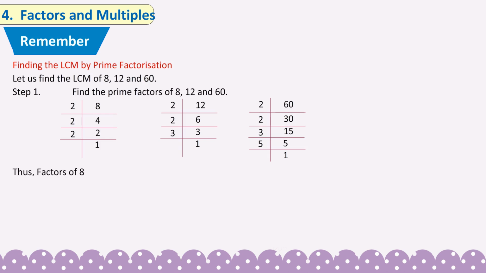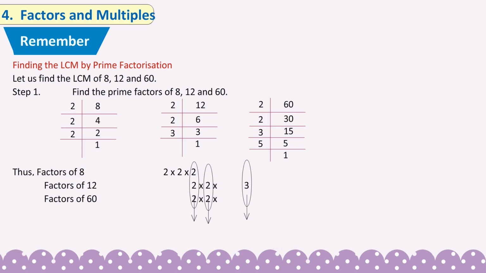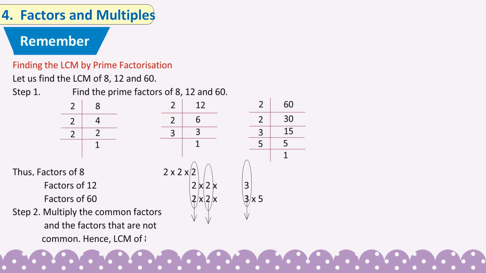Thus, factors of 8, 2 multiplied by 2 multiplied by 2. Factors of 12, 2 multiplied by 2 multiplied by 3. Factors of 60, 2 multiplied by 2 multiplied by 3 multiplied by 5. Step 2. Multiply the common factors and the factors that are not common. Hence, LCM of 8, 12 and 60 is 120. 2 multiplied by 2 multiplied by 2 multiplied by 3 multiplied by 5.